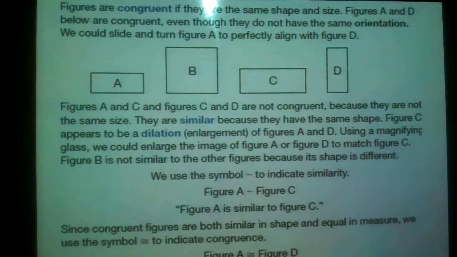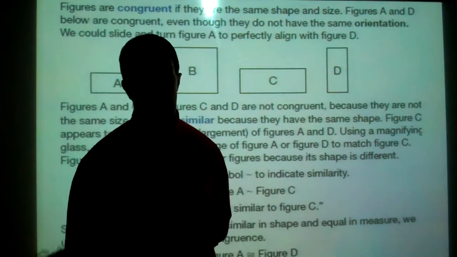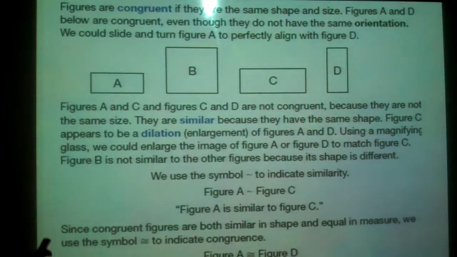Alright, 2 things we want to talk about. Congruent. Figures are congruent if they are the same shape and the same size. Basically, everything is the same in them. They're identical: 2 different objects that have everything the same, angles and side lengths. If we look at these, A and D are the closest. They look like they could be congruent.